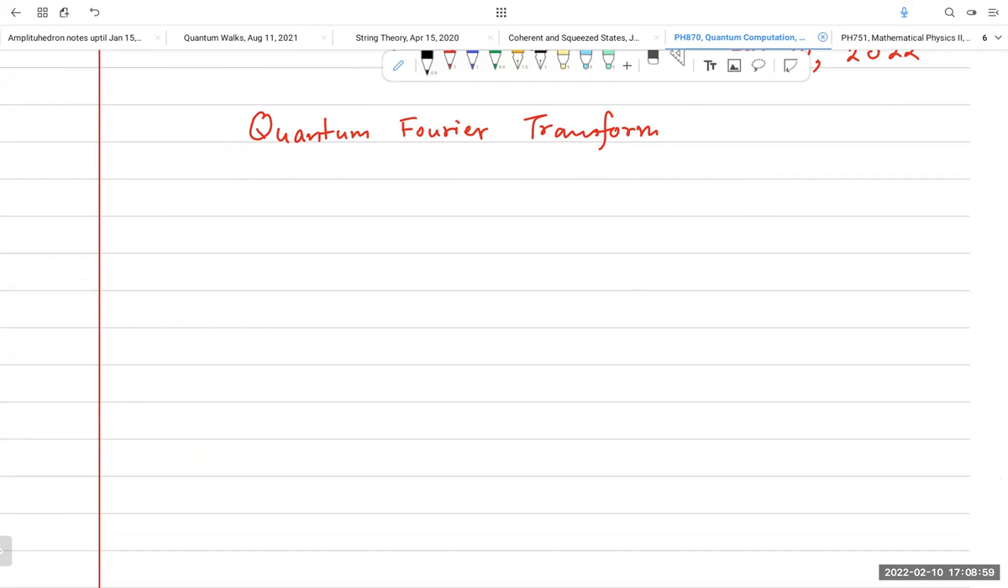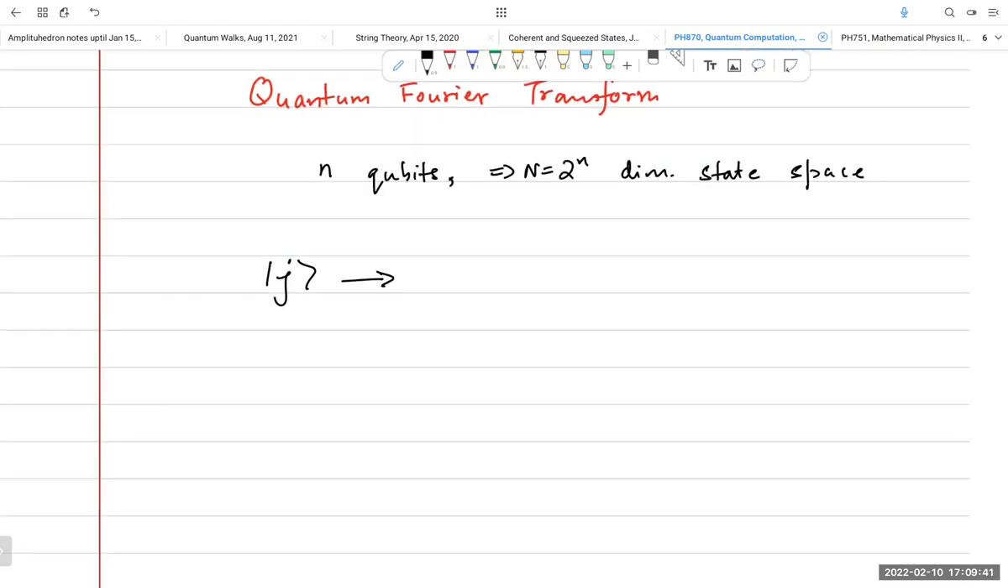Okay, so let's write down the Fourier transform again. We have a set of computational basis states. Let's first state how many qubits we have. We have n qubits, and that means our state space is a 2 to the n dimensional state space, and we'll write that as capital N also sometimes.